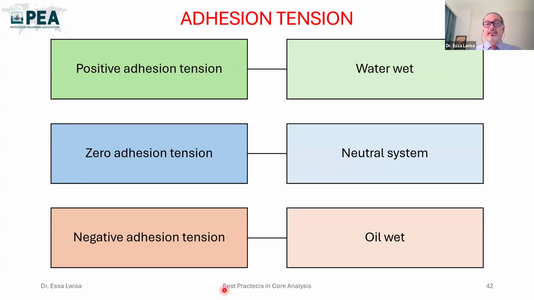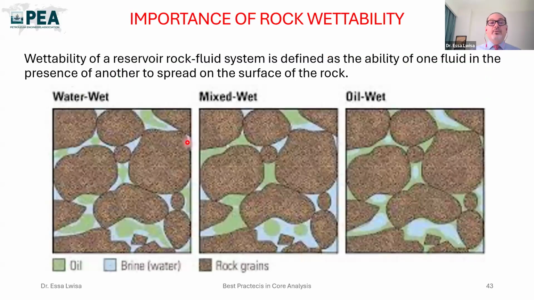This property is very important when you want to run an enhanced oil recovery test. Now, what is the importance of rock wettability? If you look closely at those three pictures, green is oil, blue is water. In this one, the system is water wet. Why? Because the oil is not contacting the rock, which is good. As a reservoir engineer, we want the system to be water wet, so oil will not stick on the surface of the rock.